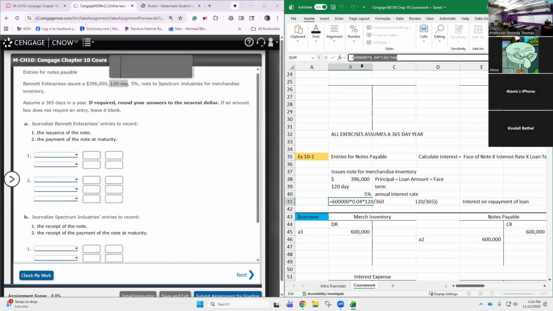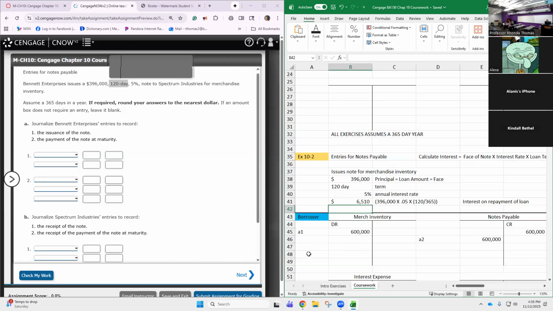I haven't written it out yet. All right. 396,000 times my interest rate of 5% times 120 divided by 365, and then I've got to put parentheses around the whole thing. So that algebra that you said you wouldn't use, here it comes. So I got $6,510 as my interest on that 120-day note at 5% interest.